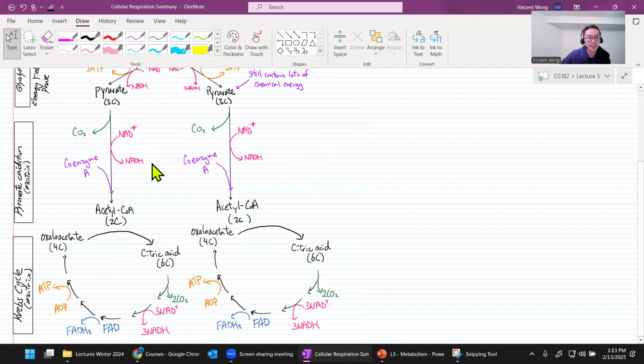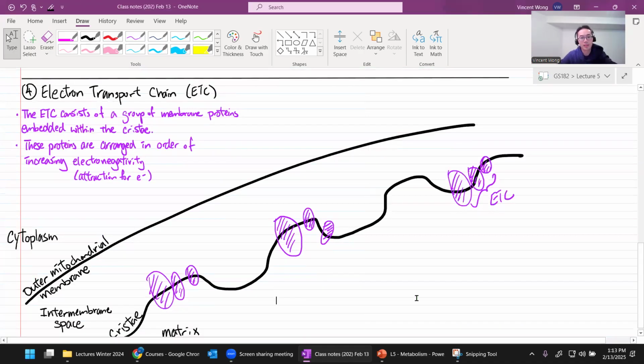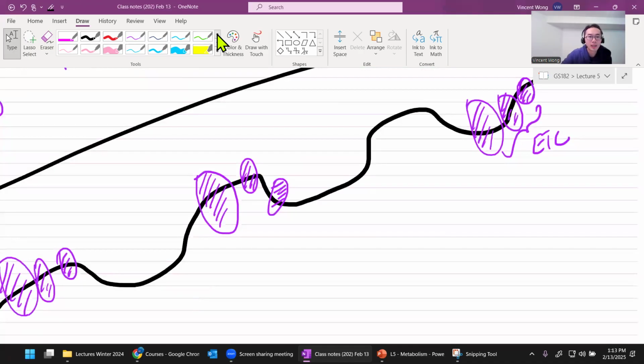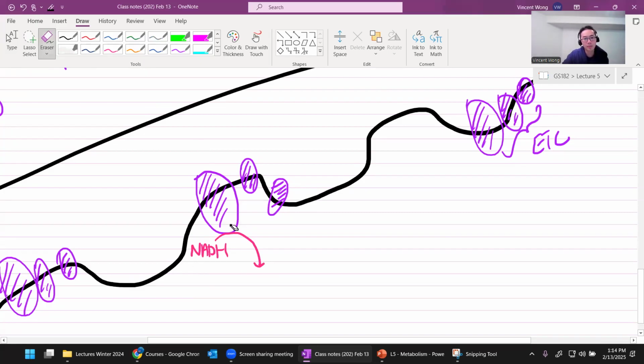Okay, let's go back to here, right? We've created all these NADH and all these FADH2. Their job is to take the electrons to the ETC, right? So that's what's going to be happening right here. That's what's going to be happening right here. We're going to have the NADH coming along and it's going to drop off the electrons. And after it drops off the electrons, then it will change back to NAD plus. Okay. And then there's going to be H plus as well.